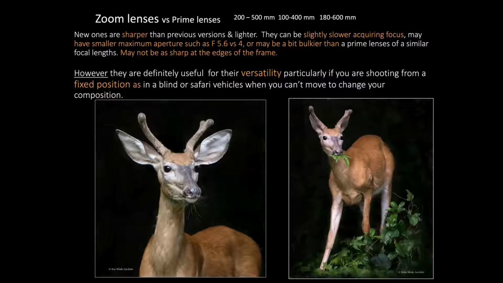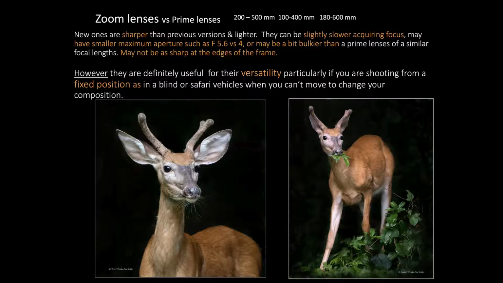Zoom lenses sometimes were talked about negatively compared to prime lenses, and zoom lenses would be something like a 200 to a 500, a 100 millimeter to a 400 millimeter, and the 180 to 600 is very popular right now. The newer ones are certainly sharper and lighter than the original ones. They could be slightly slower acquiring focus.